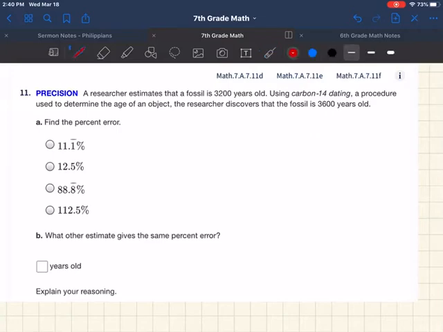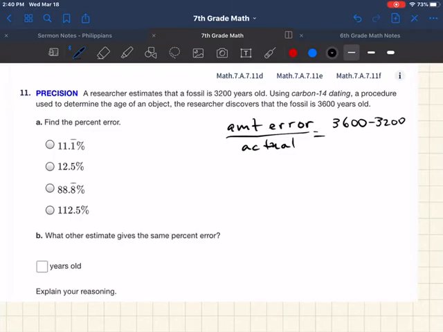So first we need to figure out the amount of error that occurred. That's always positive, just like our others. So let's write the amount of error over the actual, the actual amount or the true amount. All we're going to do here is take 3,600 minus 3,200, and that's going to give us the amount of error that we had. And the actual amount is 3,600 years old. That's important to not get those mixed up, just like in the other one.